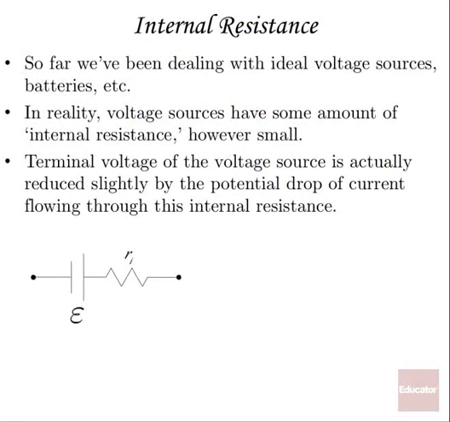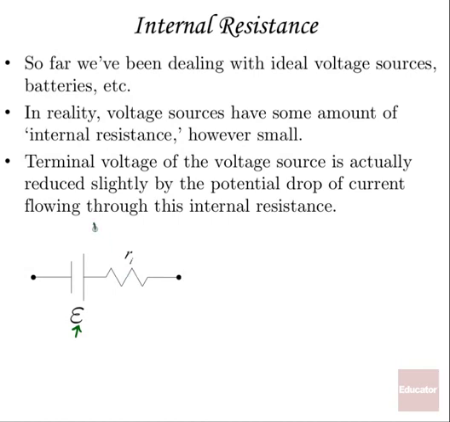Well, so far we've been dealing with ideal voltage sources, batteries, and so on. But in reality, voltage sources typically have some amount of real internal resistance. Hopefully fairly small, but they have some amount of that. The terminal voltage of a voltage source is actually reduced slightly by the potential drop of current flowing through this internal resistance. So if we wanted to look at a real voltage source, we could model it as a source of EMF, electromotive force. That's not really a force, it's another term for potential, but what it really is, is the maximum voltage this could put out. And then you have this internal resistance.